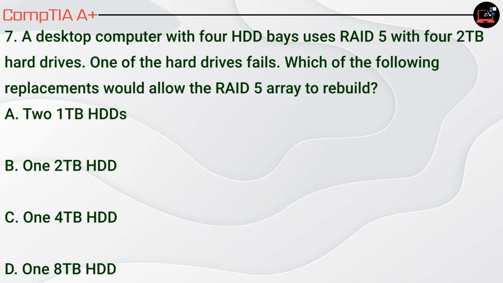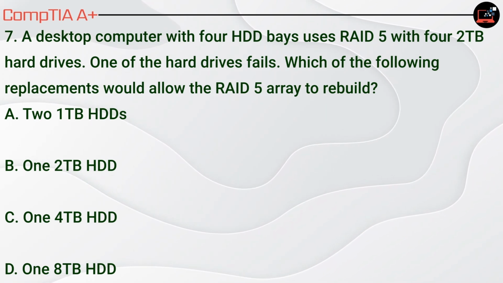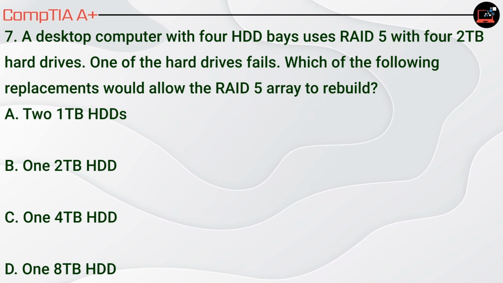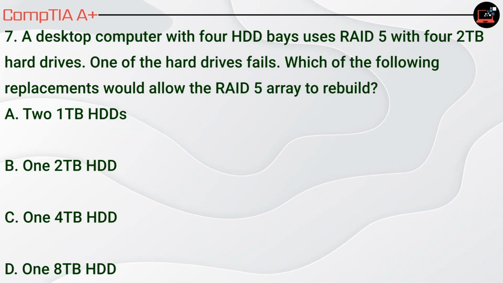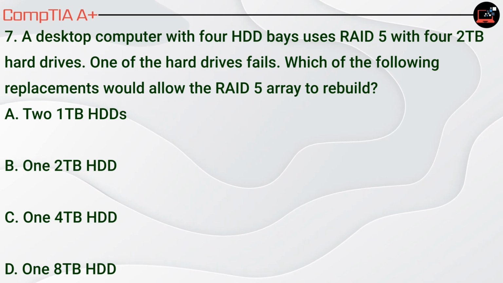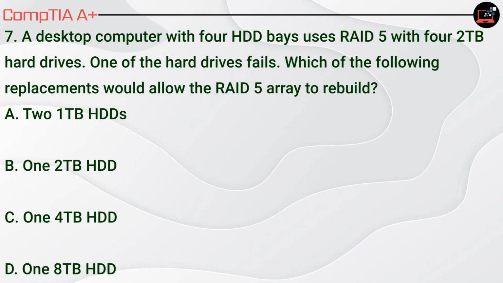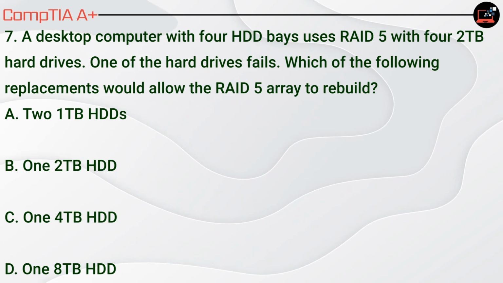Seven. A desktop computer with 4 hard drive bays uses RAID 5 with 4 2TB hard drives. One of the hard drives fails. Which of the following replacements would allow the RAID 5 array to rebuild? A. Two 1 terabyte hard drives. B. One 2 terabyte hard drive. C. One 4 terabyte hard drive. D. One 8 terabyte hard drive.